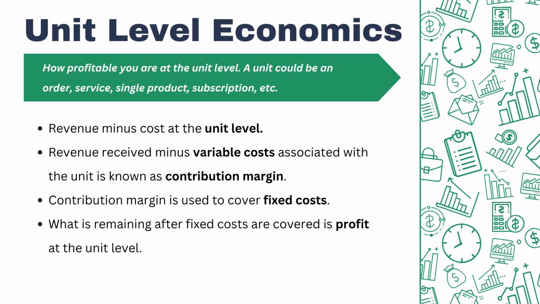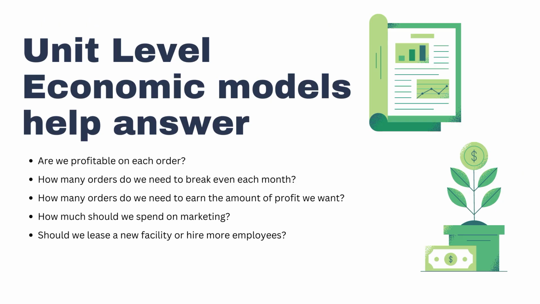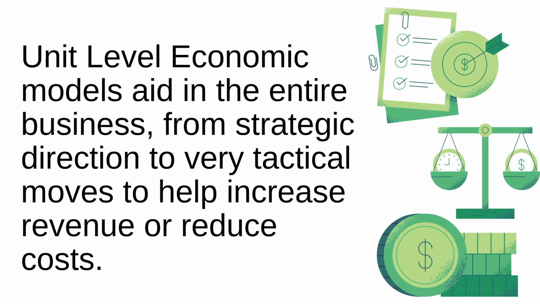So what it's going to show you is how much profit is happening at the unit level, and then how many cumulative transactions are going to need to happen in order for you to cover all of your fixed expenses, and then how much is left over after that, which is sort of profit. This is different from your profit and loss statement that you'll have in your accounting software and use to report your cumulative earnings to the IRS. This is just a model to aid in your entire business.